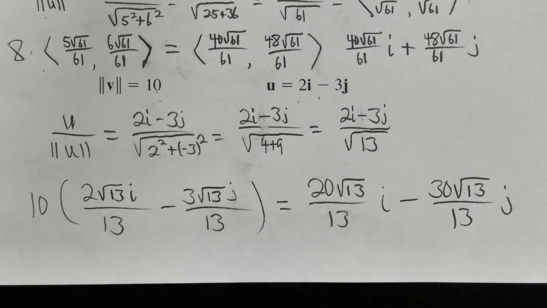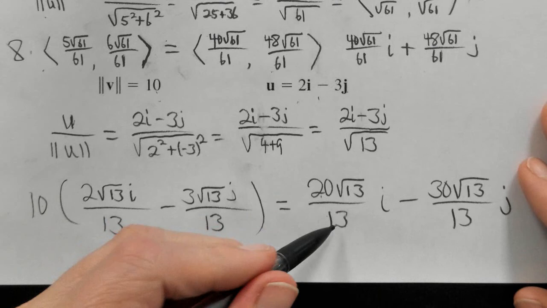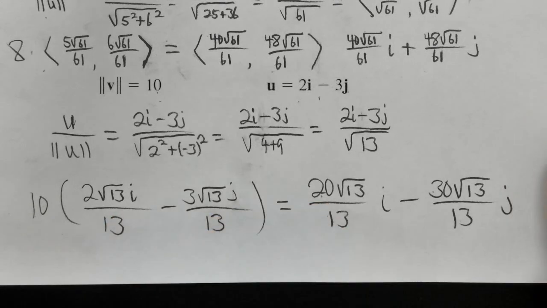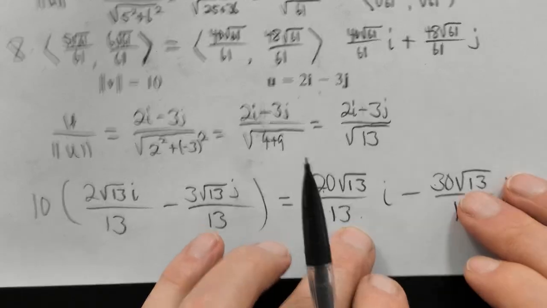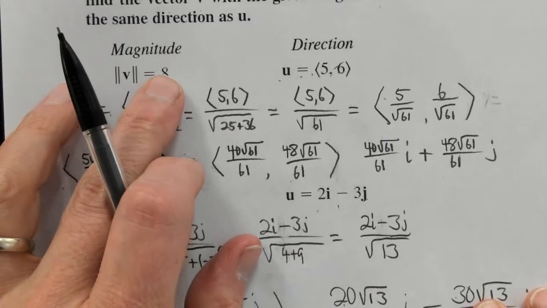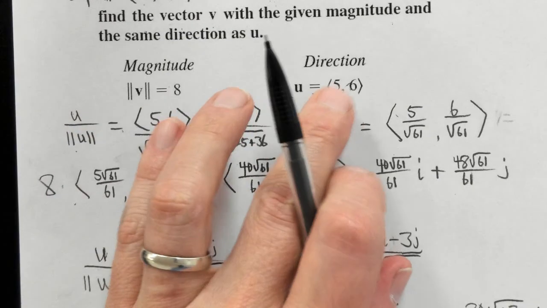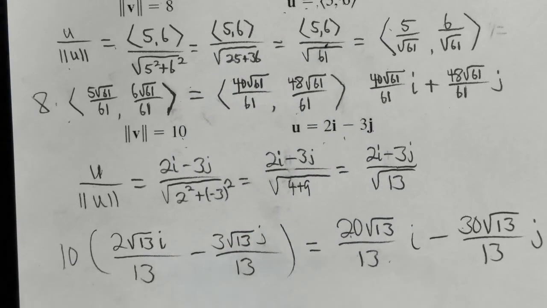Also, you can check to see if anything cancels out. It doesn't in either case. If it did, you could reduce the fraction down. But this now is a vector whose magnitude is 8 in the same direction as 5, 6. All right, so there you go.